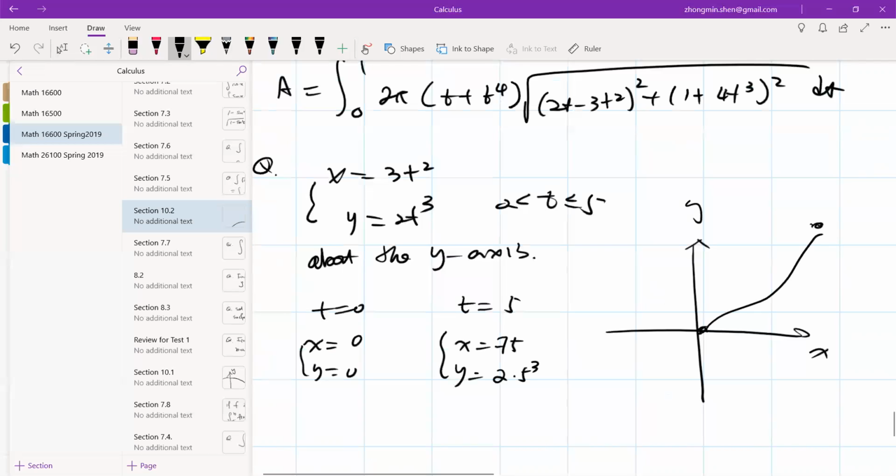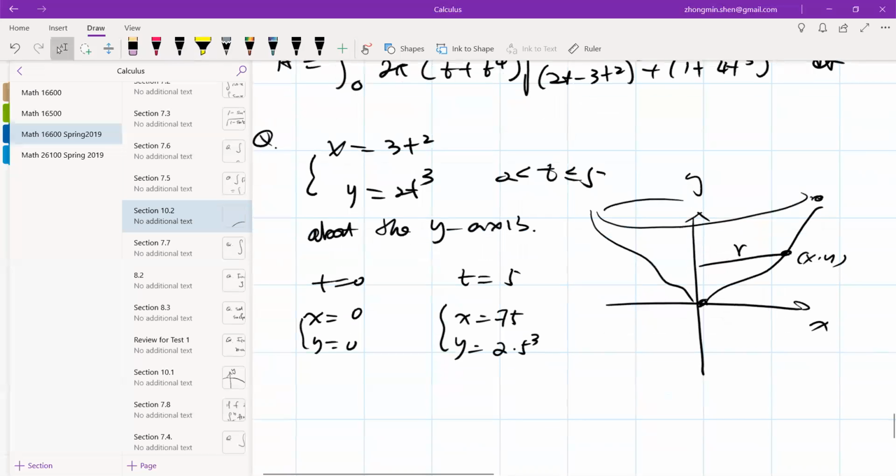And then it is rotated about the y-axis. For an arbitrary point x and y, you need to practice. If you understand, it's easy, and you enjoy it. If you don't do enough practice, you're not able to solve the problem quickly.